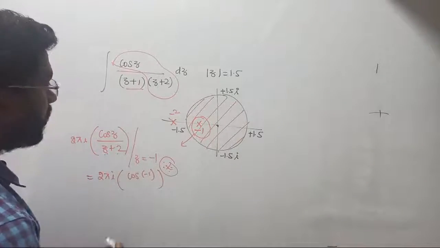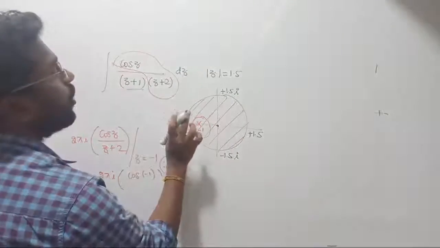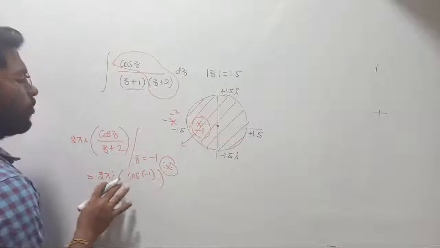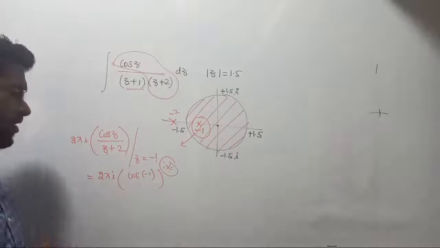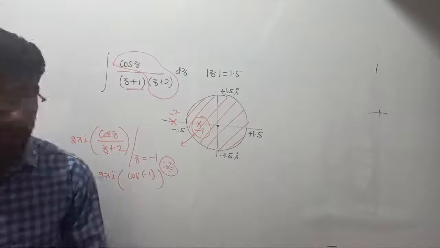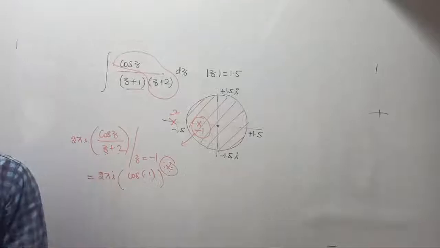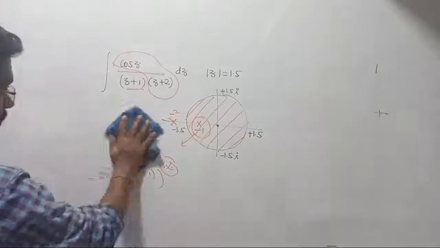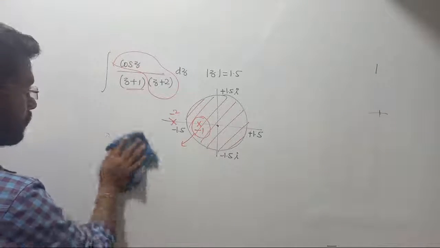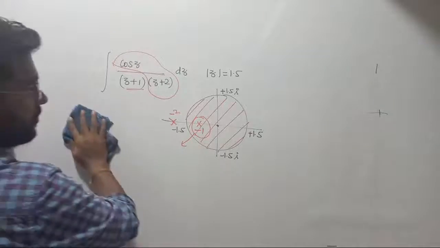Clear? So the thing is, you should check whether the pole lies inside the region or not. If it does, you have to remove it; otherwise you need not panic, directly you can consider your answer. Anyway, cos of minus theta is going to be cos theta only, so just find the value of cos 1, that is enough. Okay, let me rub this one. Let us rub these things.